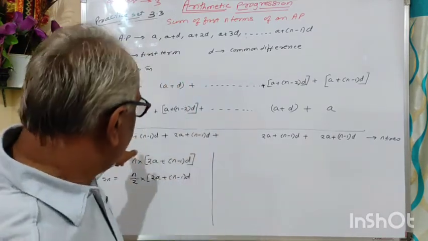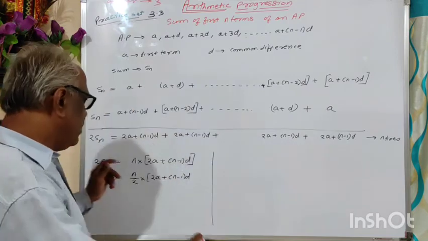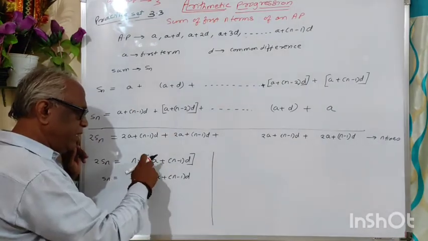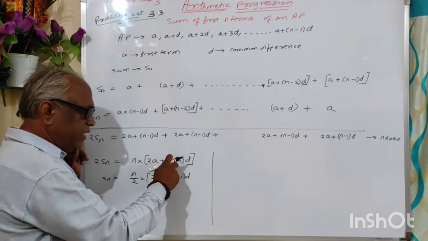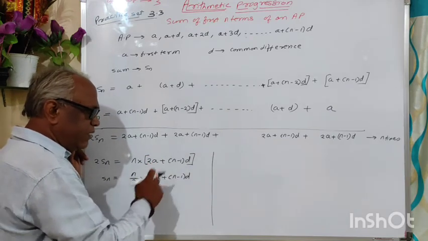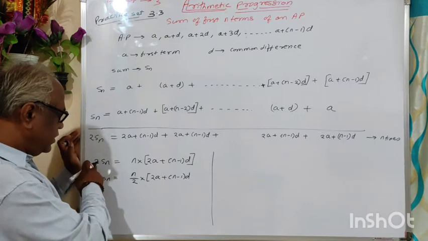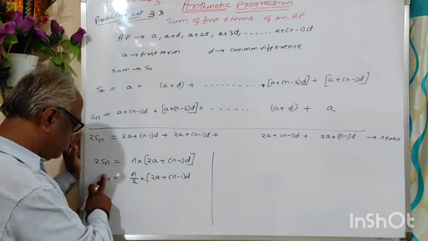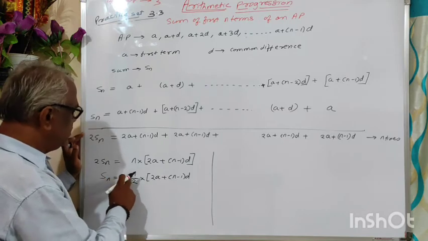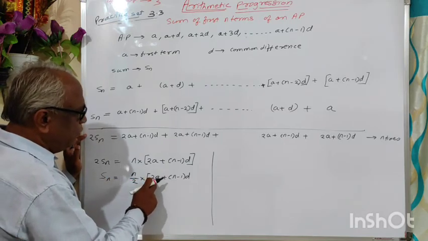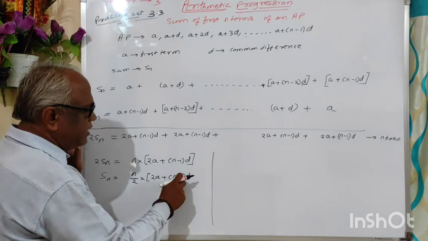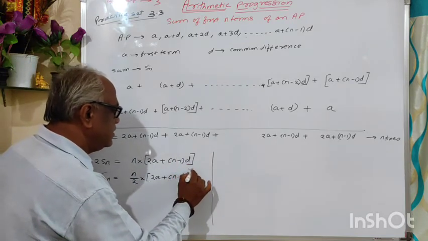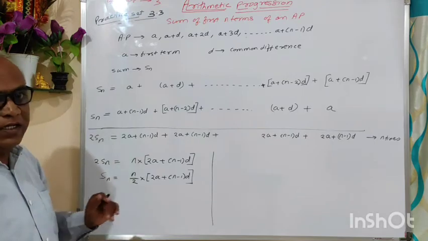Now this is written n times. So we have multiplied to get the total of that: n into (2a plus (n minus 1)d). The 2 is shifted to the other side, so it becomes Sn is equal to n upon 2 into (2a plus (n minus 1)d). This is the formula to find the sum.